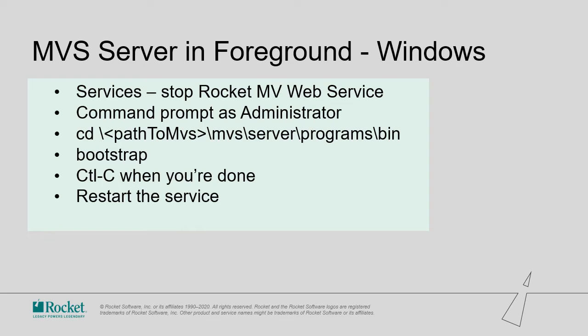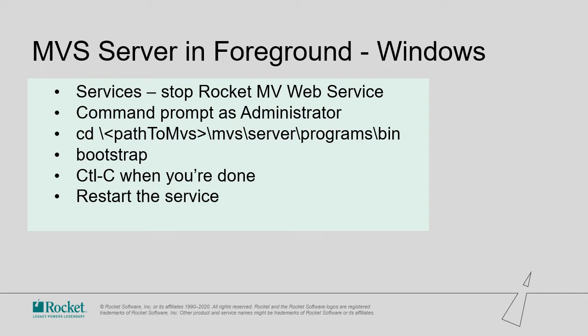8181 and/or 3410. To do this on Windows, stop the Rocket MV Web Service in the Windows Service Control Manager. Launch a command prompt as administrator, cd to the appropriate path. On version 2.2.3 and older, the default path is Program Files x86, Rocket Software, MVS Server Programs Bin. On version 2.3.1 and above, it's Program Files instead of Program Files x86.